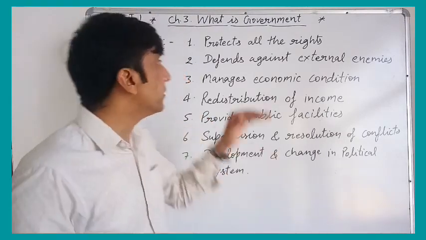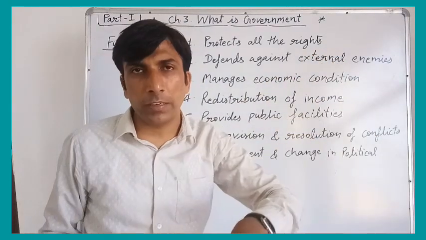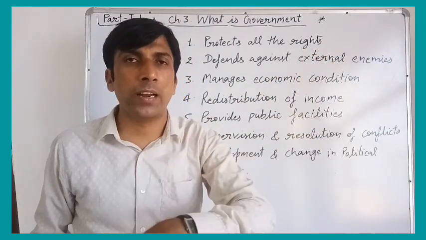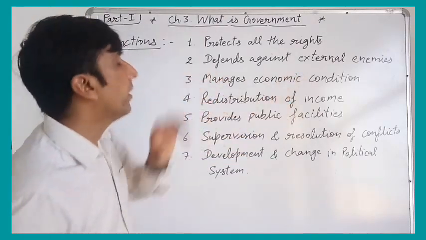So in this way, the country always protects its territory with the help of the government. So government is protecting against external enemies. Take the example of India, like from Pakistan, from China, etc. So in this way, government protects against external enemies.